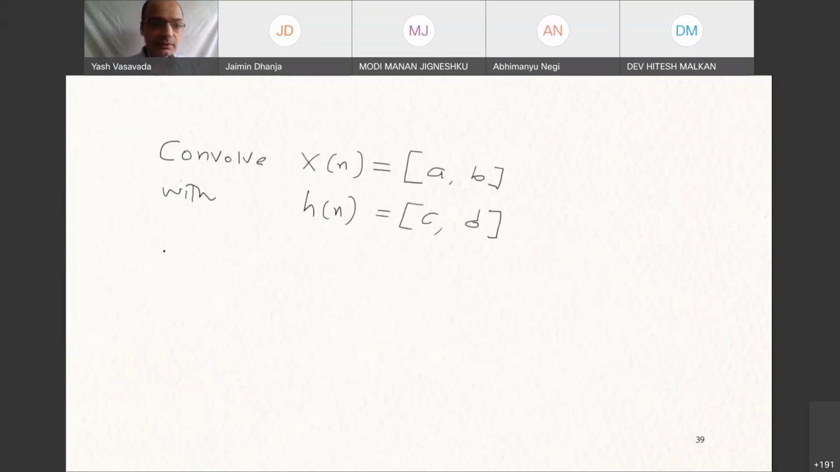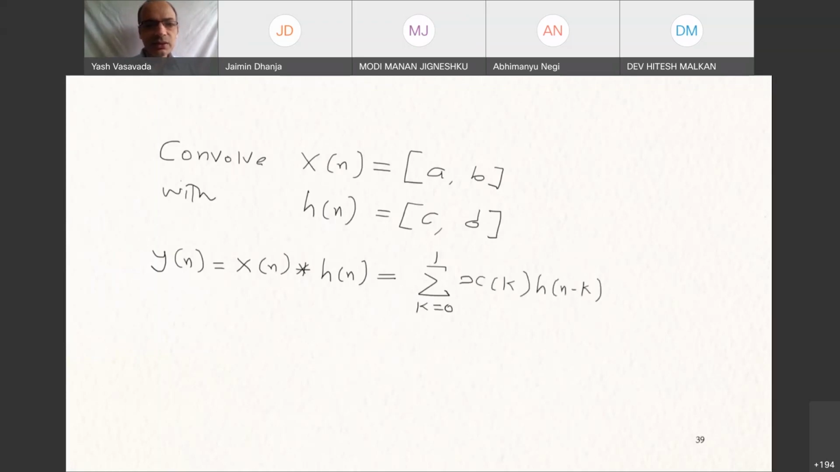So y of n, which is the convolution of x of n with h of n, is written as summation over k equal to 0 to 1 only, because there are only two elements of both the sequences. So the summation doesn't go from minus infinity to infinity, it just goes from 0 to 1. x of k, h of n minus k.